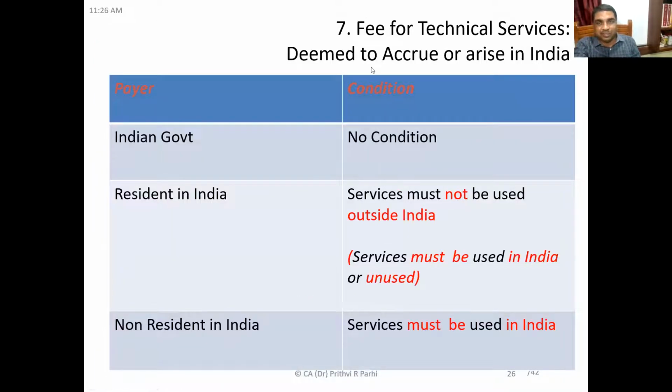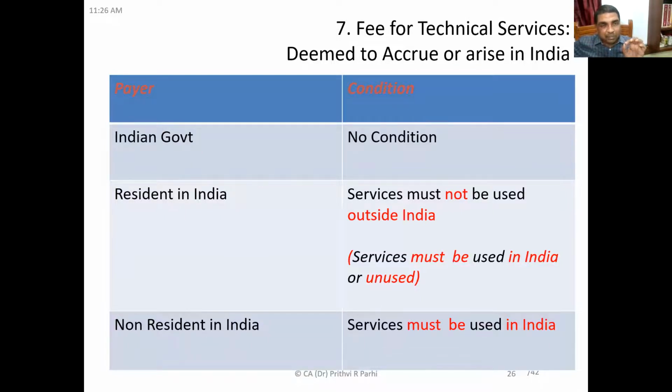Now, next item is fees for technical services. You see, conditions are also similar. Indian company, no condition. If fees for technical services are paid by Indian company, Indian government, it will be always deemed to accrue or arise in India.